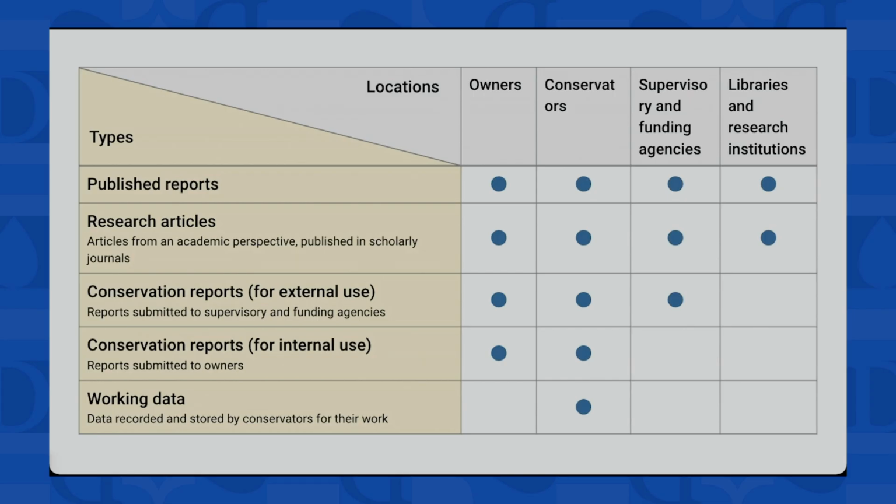Regarding types of documentation, 6 major types of conservation documentation are currently created in Japan, and 5 types of stakeholders manage them, as shown in the slide. However, there is no unified system for locating these documents, and they are only utilized within the scope of those directly involved with the conservation.